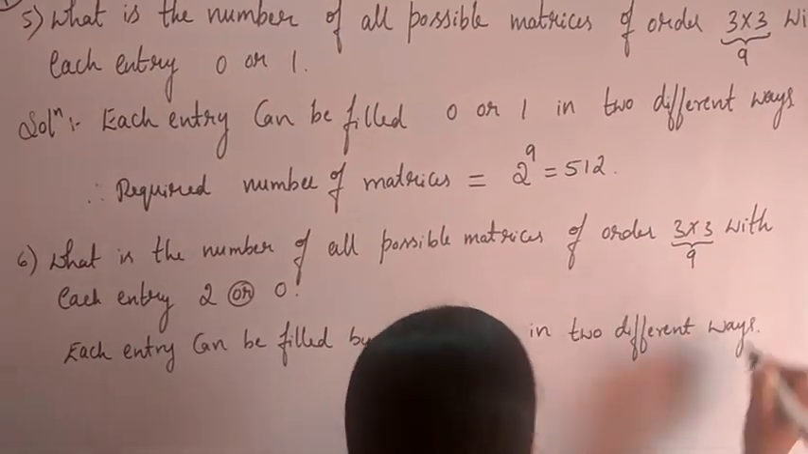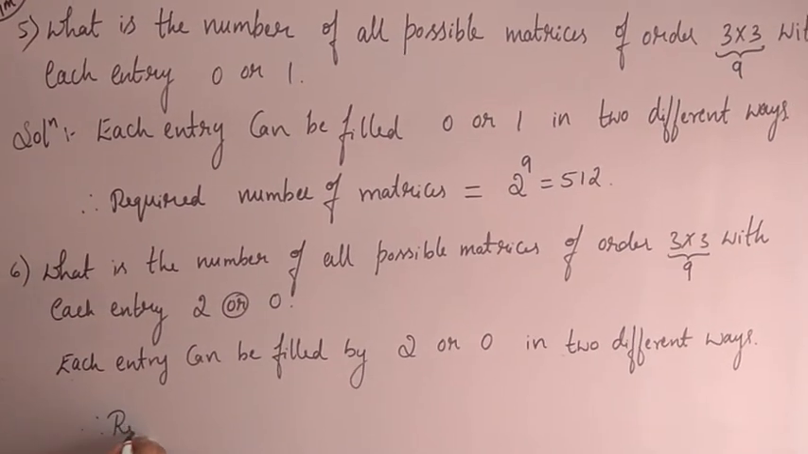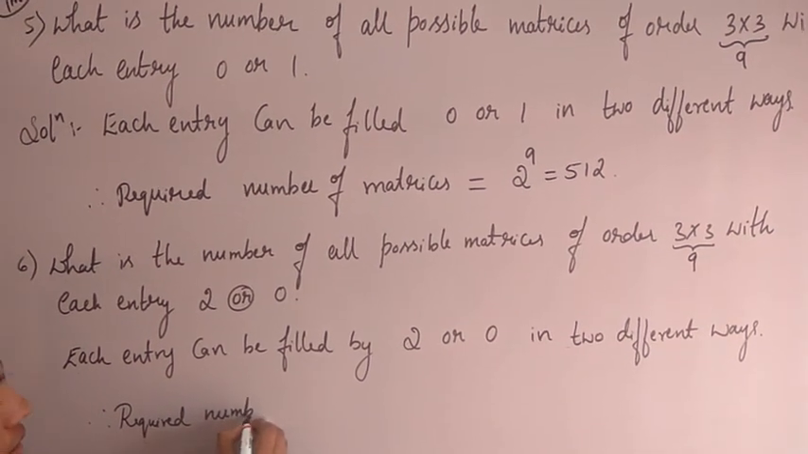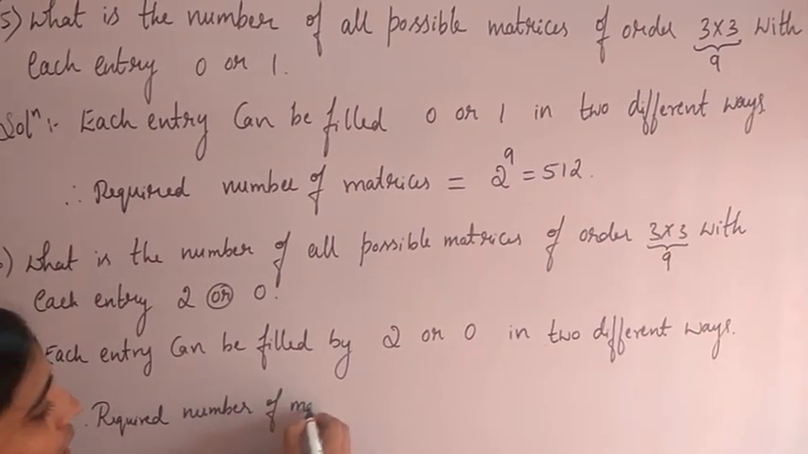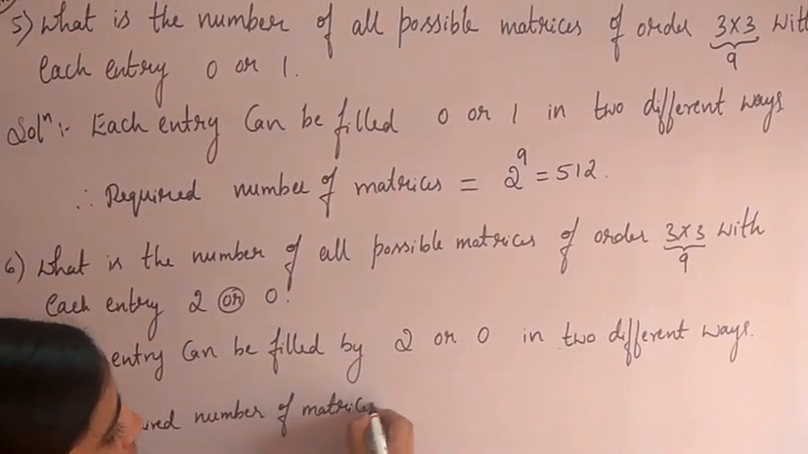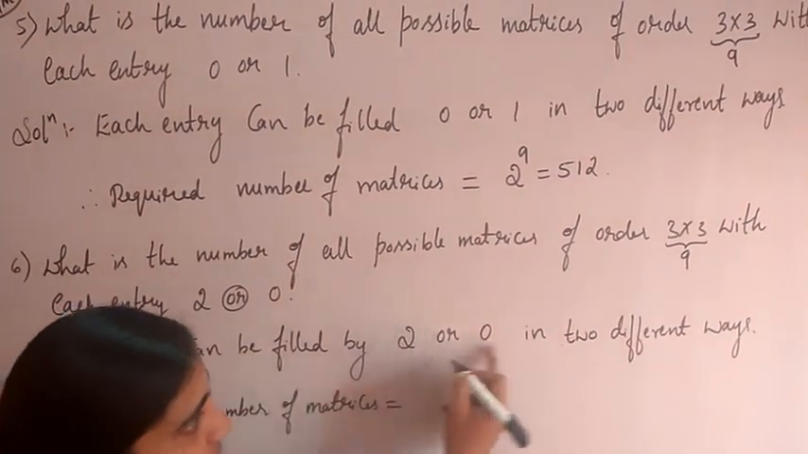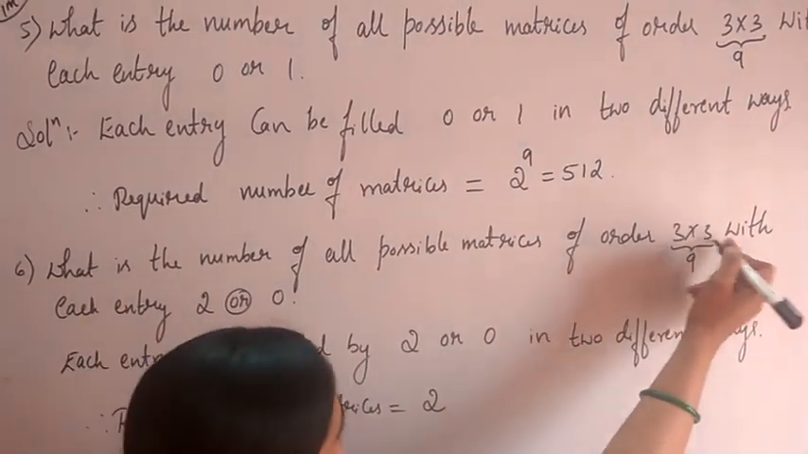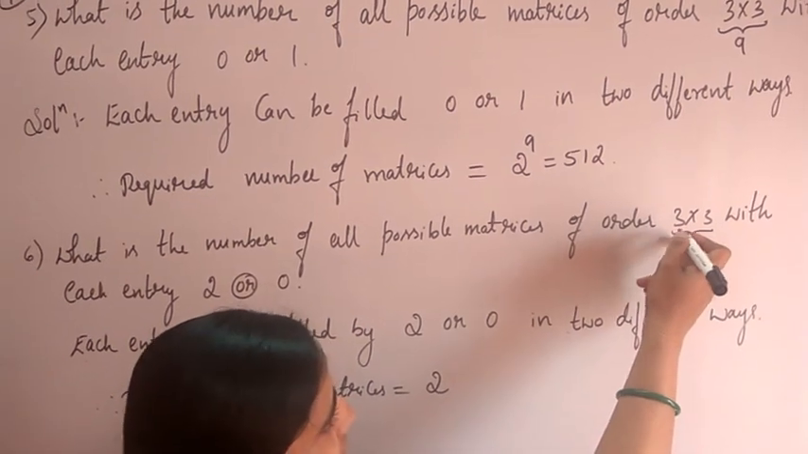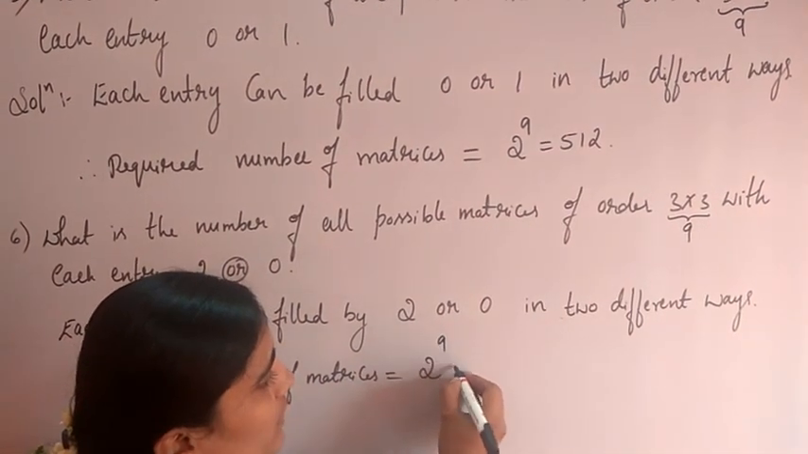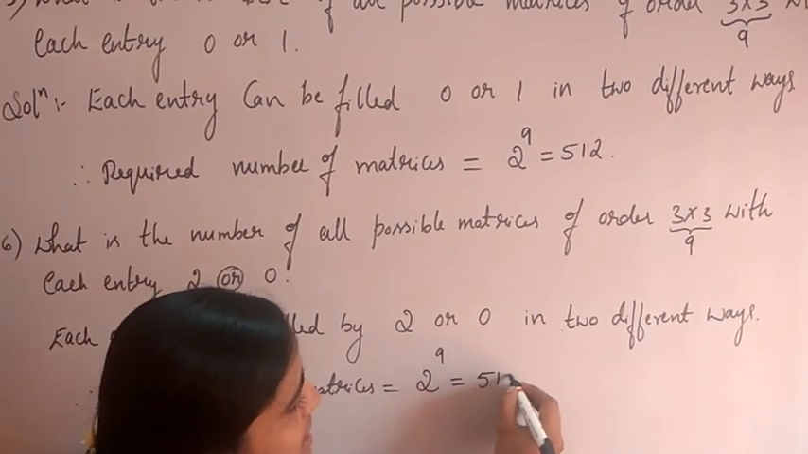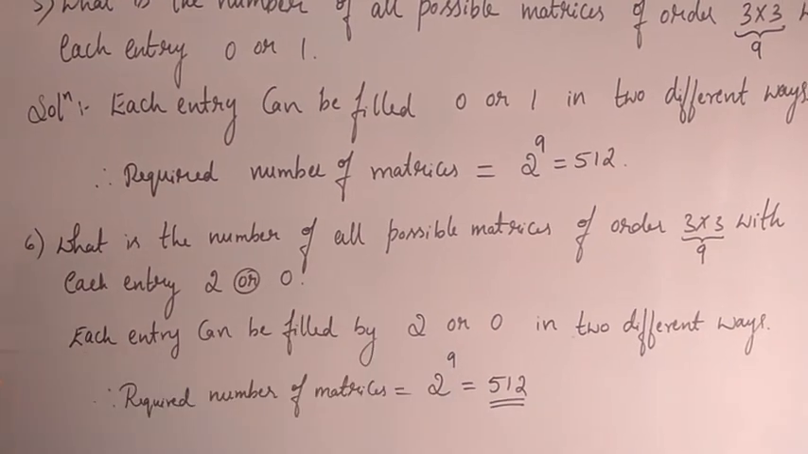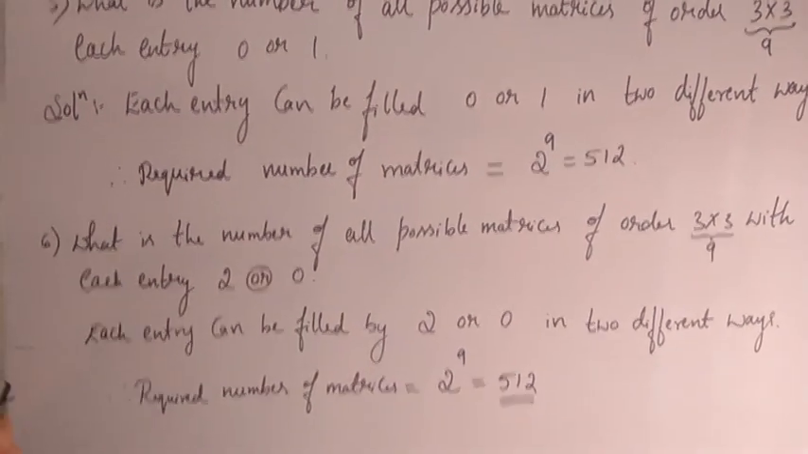Therefore the required number of matrices equals, here we have again two ways. So it is 2. Since we have to construct a 3 cross 3 matrix, each matrix requires 9 elements. Therefore 2 power 9. Again 2 power 9 value is 512. So this is the number of matrices required by using the elements 2 or 0.